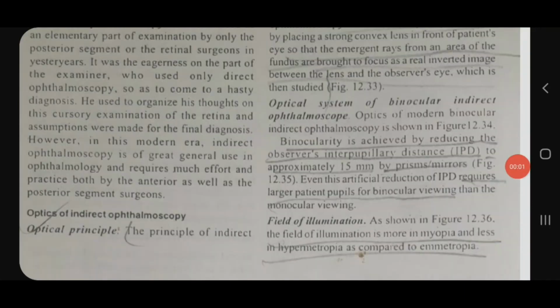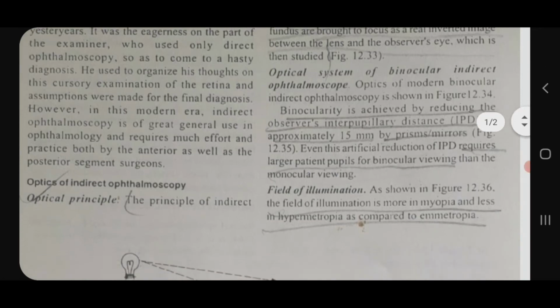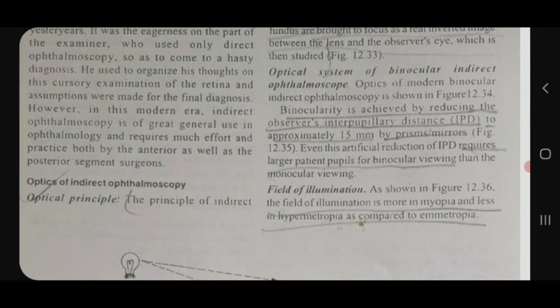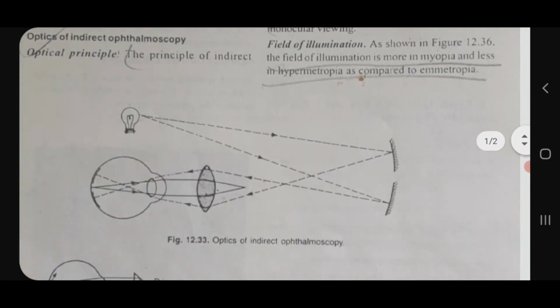We will discuss the optical system of the binocular indirect ophthalmoscope. In an indirect ophthalmoscope, binocularity is very important. Stereopsis is very important. Once we can achieve that, we can have a greater field of vision and proper view. Binocularity is achieved by reducing the observer's IPD to approximately 15 mm by prisms or mirror, and the pupil of the patient should be dilated.